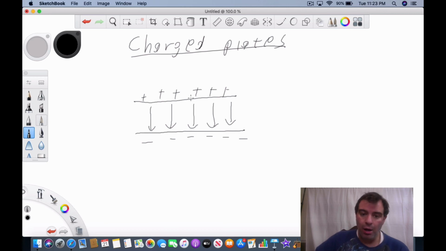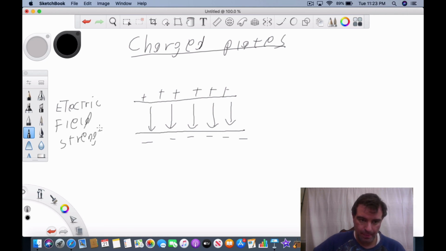Now, if you notice carefully, these vector lines are the same size, and the plates are equidistant with respect to each other. So what does that mean? It means that the electric field is the same. The electric field strength is the same everywhere.